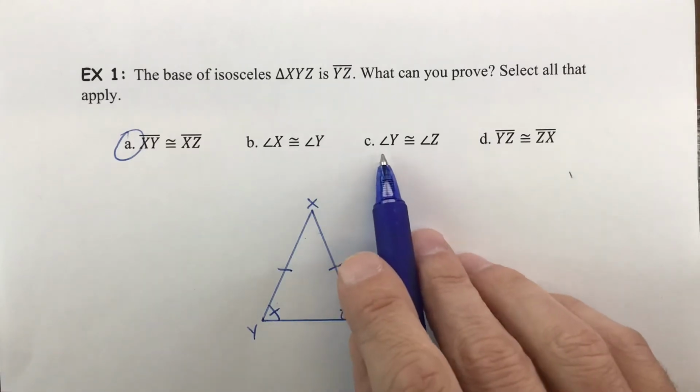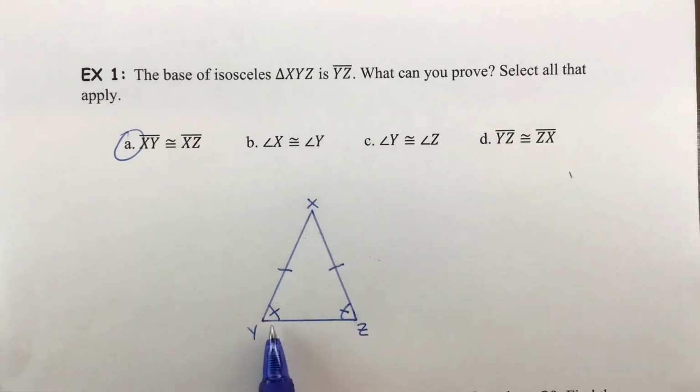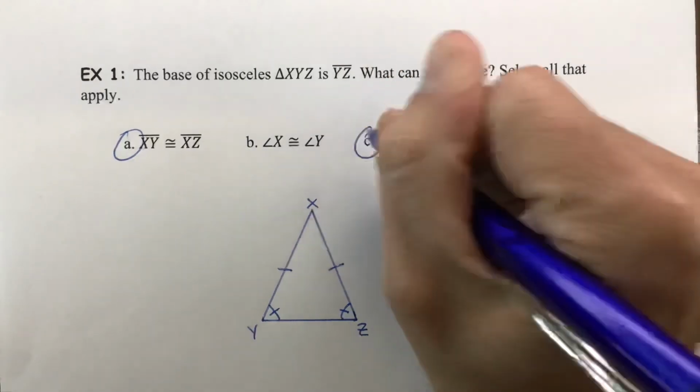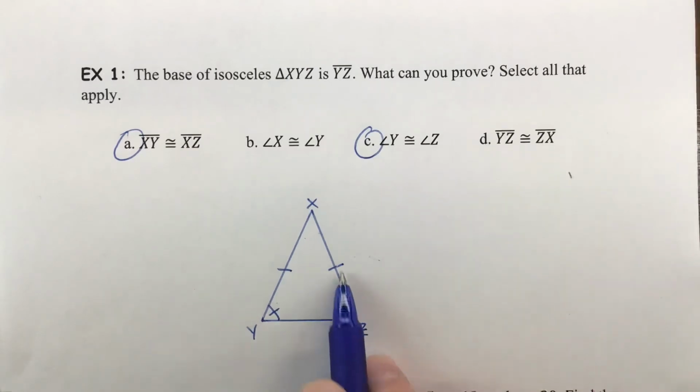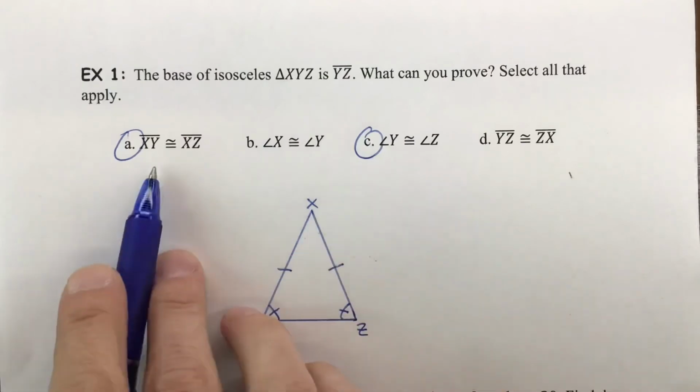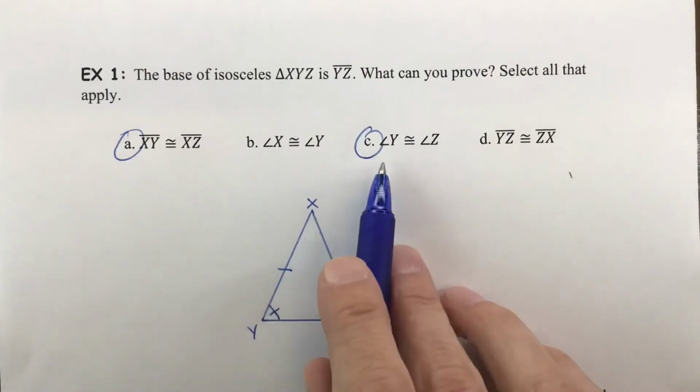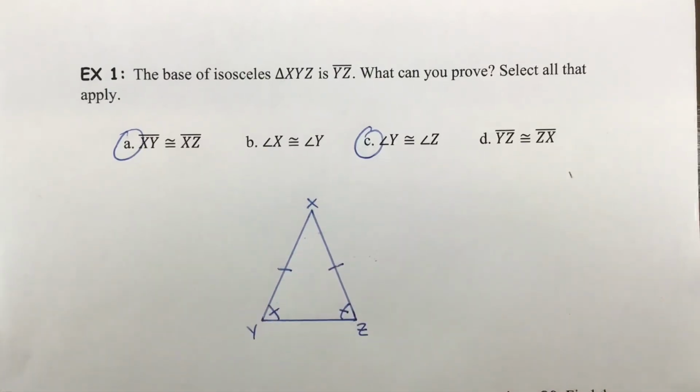C, angle Y is congruent to angle Z. That would be true because those are the base angles, absolutely. And D, YZ, the base, would be congruent to ZX. Can't prove that one either. So you can prove these. These would be the leg lengths that are congruent. This would be the base angles that are congruent.